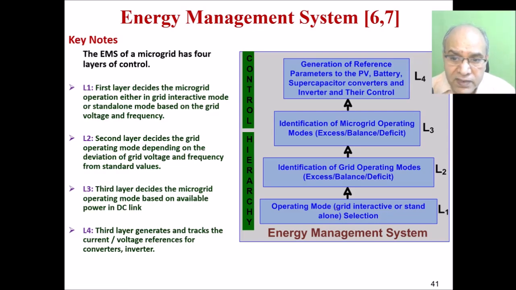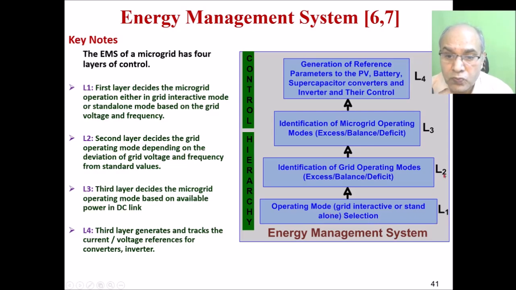Okay. Then after that, once we decide the grid mode, if it is a standalone mode, it has to go in the voltage control mode. If it is a grid mode, then we'll go further, whether it is excess grid mode, balanced grid mode, or deficit grid mode. This is L2 level. And then L3 is where we identify the microgrid operation mode. This is grid mode, this is microgrid mode. Okay, so remember, at level L1 we have an operating mode.